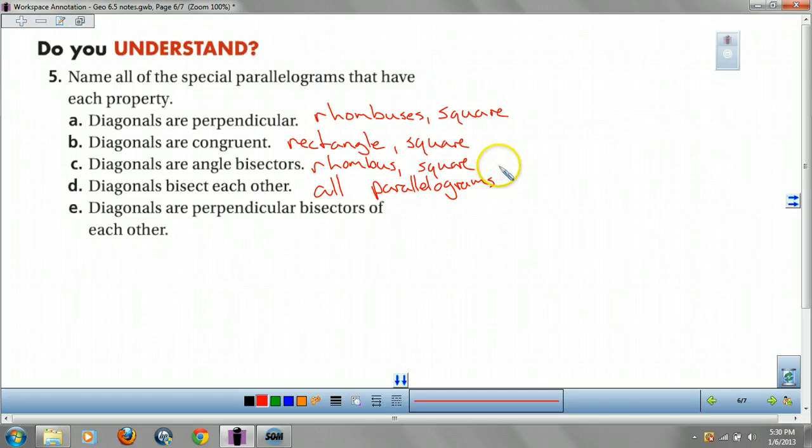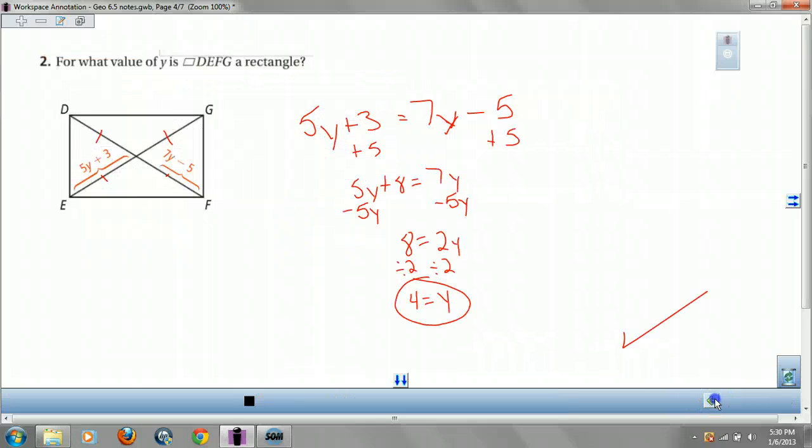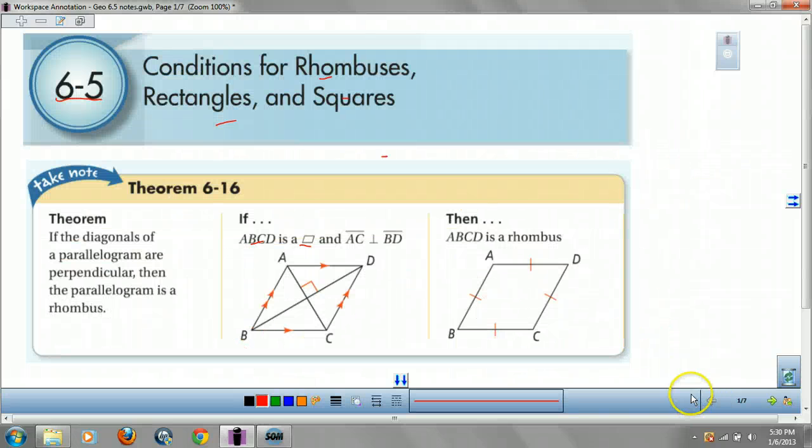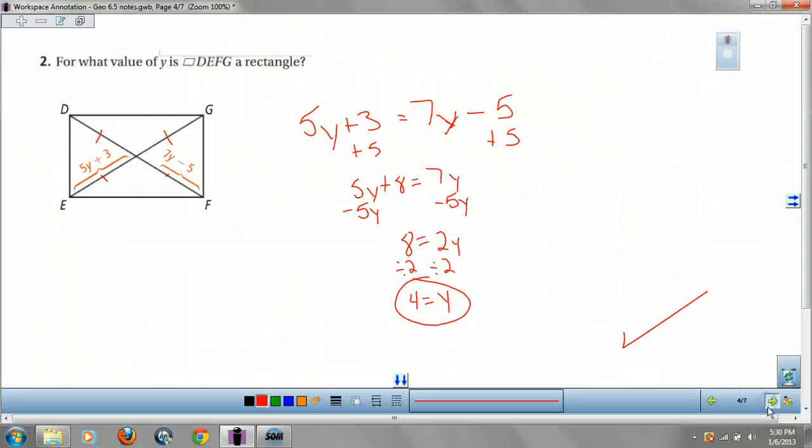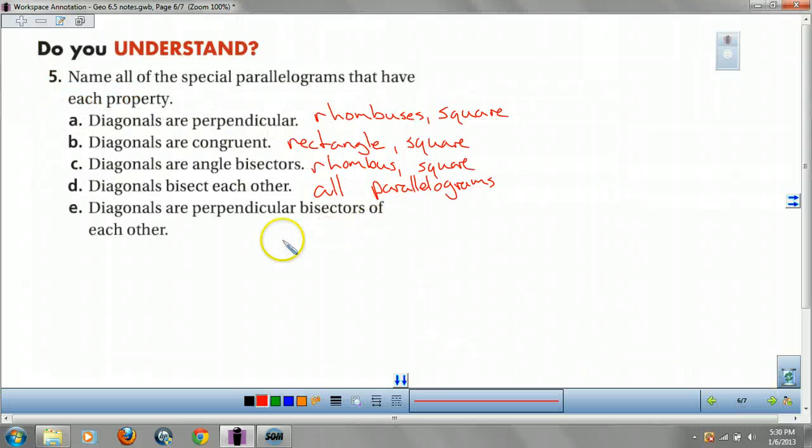Diagonals are perpendicular bisectors of each other. Well, let's see if there's a theorem for it. What's this? Perpendicular, and they bisect. That would be all rhombuses. And squares.